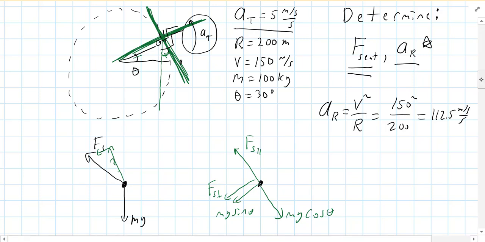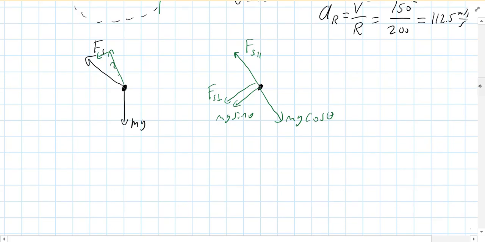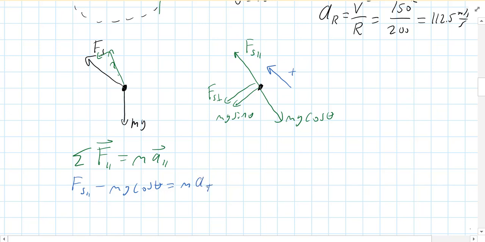All right, now here you get a choice on which direction to analyze first. It wouldn't matter which one. I'll do the parallel first. Actually, I lied. So let's look at net force in the parallel direction has to equal m times a in the parallel direction. Okay. Now the parallel direction is she's speeding up in this direction. So I'm going to call that positive for the parallel direction. Okay. So in which case you would get force seat parallel minus mg cosine theta equals ma parallel, which is a sub t, or tangential acceleration.